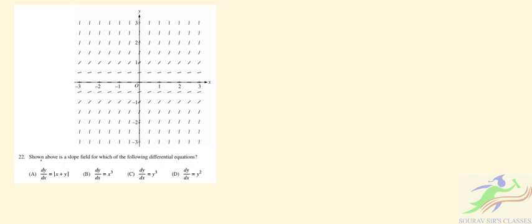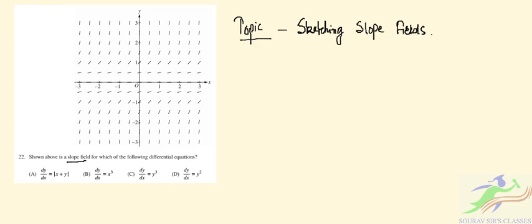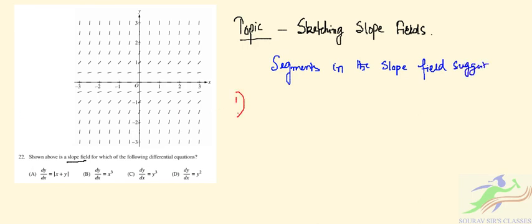For question number 22, it is given that shown above is a slope field for which of the following differential equations. Out of the 4 options, we have to find the correct one. This topic is sketching slope fields. The segments in the slope field suggest, point number 1, that the slopes depend only on the variable y.